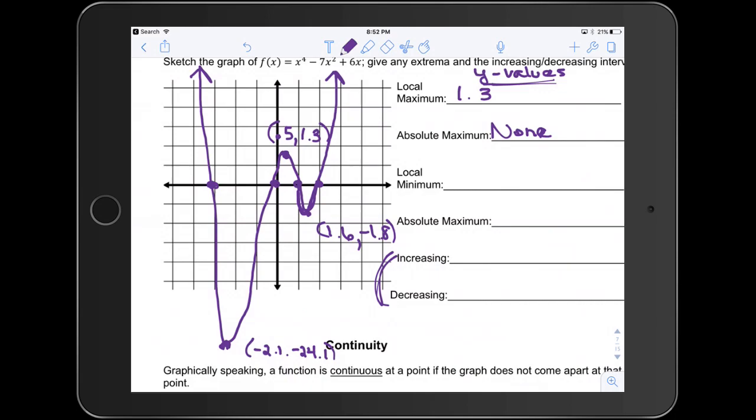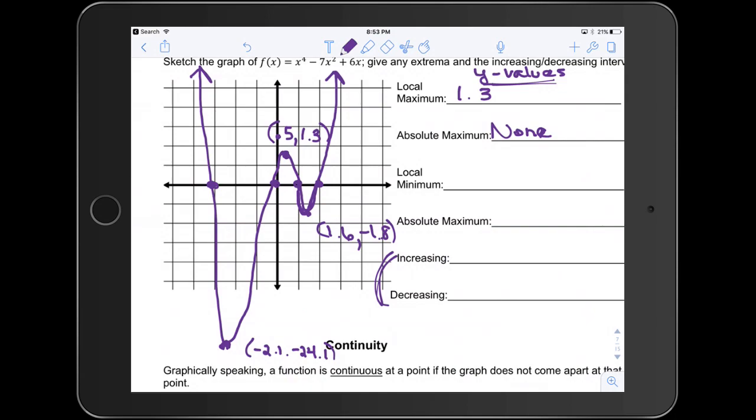It might have some relatives, or I'm sorry, relative is another word for local, but it'll have local maxes or mins. But if one side of the graph is increasing and one side is decreasing indefinitely, then you're not going to have either absolute maxes.